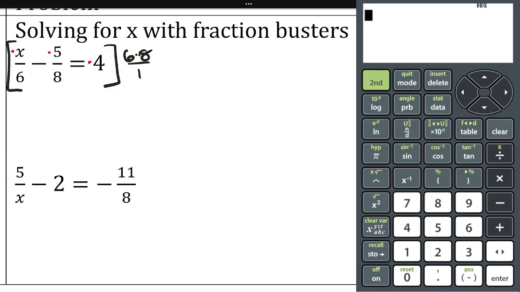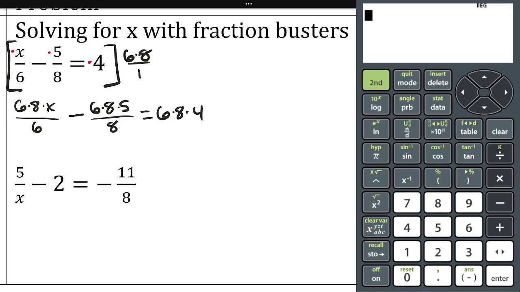So if I start looking at it, the first step I'm going to do is I'm going to write, hey, I'm going to have a 6 times an 8 times an x over 6. So you can see that red dot that I had was just replaced with a 6 times 8 minus a 6 times an 8 times a 5 all over 8. And that's going to equal, on the other side, 6 times 8 times 4.